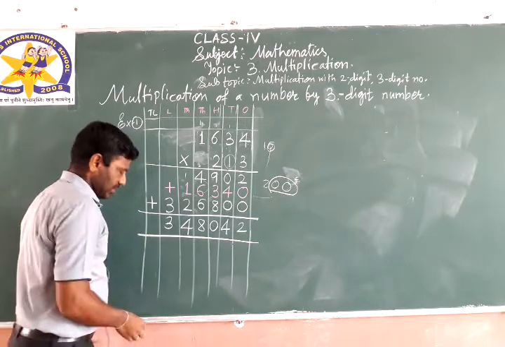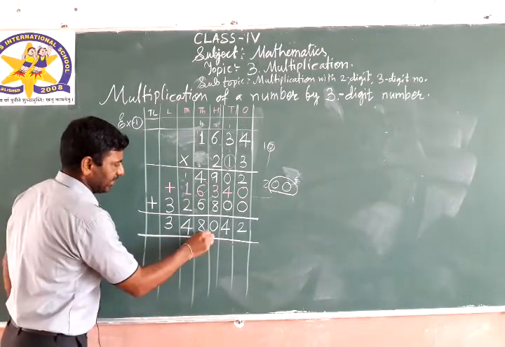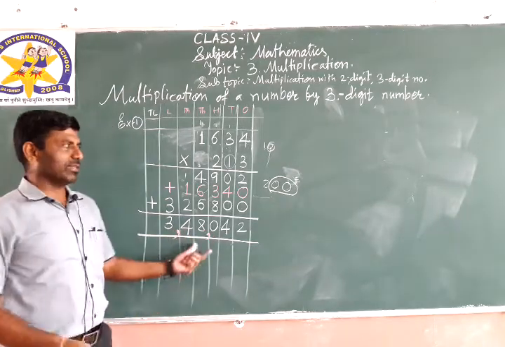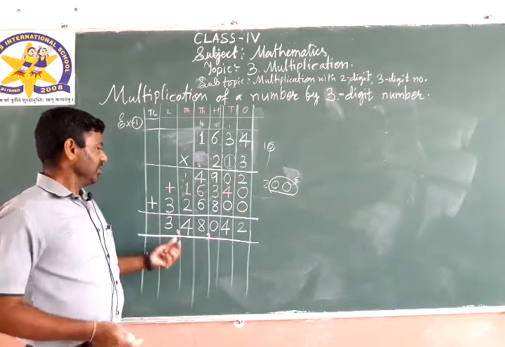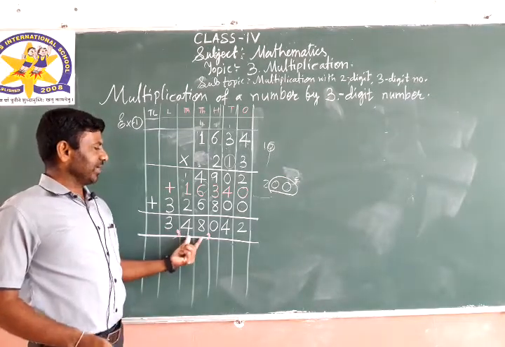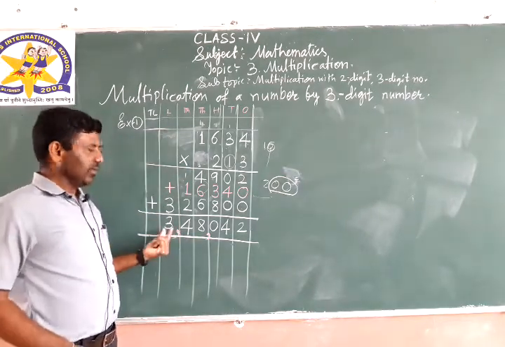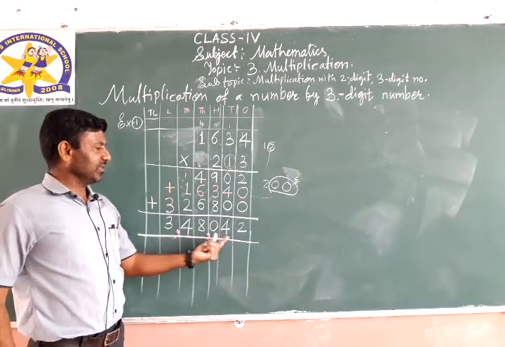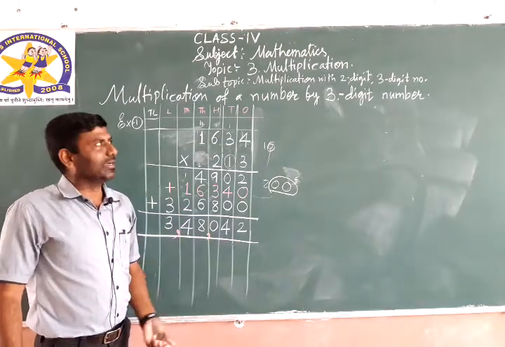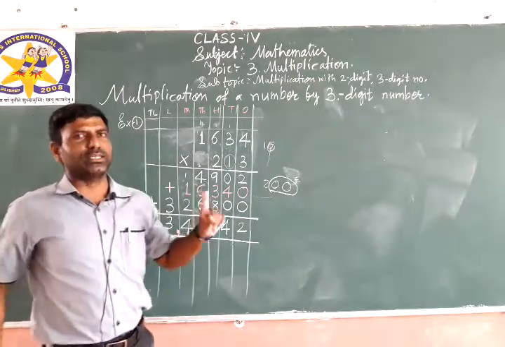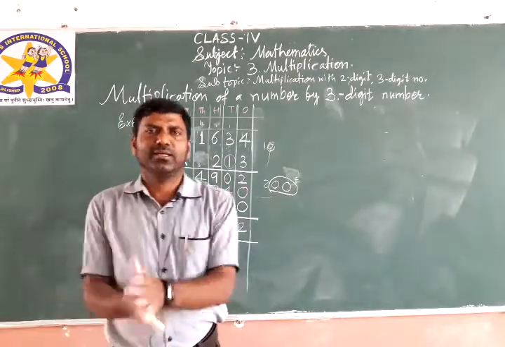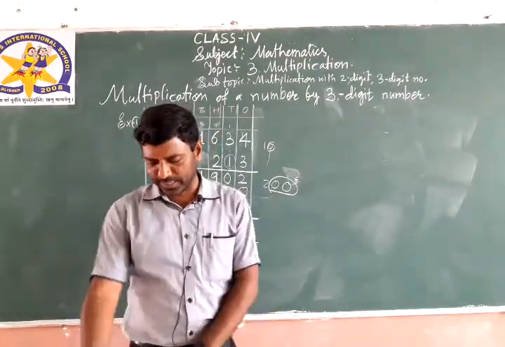Put commas first after 3 digits, then 2 digits, as per the Indian place value. So what is the product? 3 lakh 48, because 3 is in the lakhs place, 3 lakh 48,042. Understand multiplication by 2 digits, 1 digit, 2 digit and 3 digit. I hope you will understand.